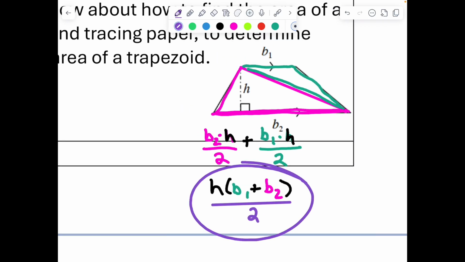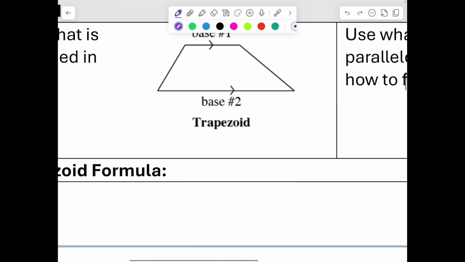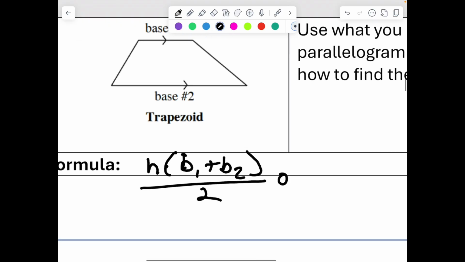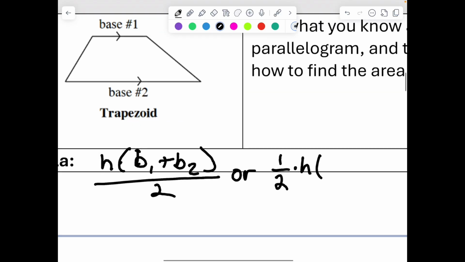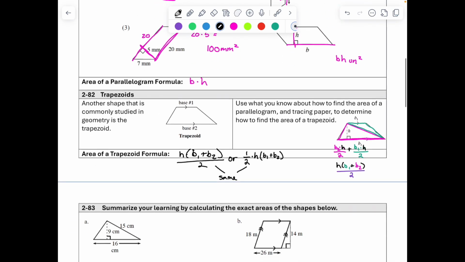Okay, and this is the formula for a trapezoid. Height times base 1 plus base 2 divided by 2. So let's write that down, area of a trapezoid formula: the height times base 1 plus base 2 divided by 2. Or if you prefer to write it, 1/2 times the height times base 1 plus base 2. Okay, these are the same thing because when you multiply by 1/2, that is the same as dividing by 2.